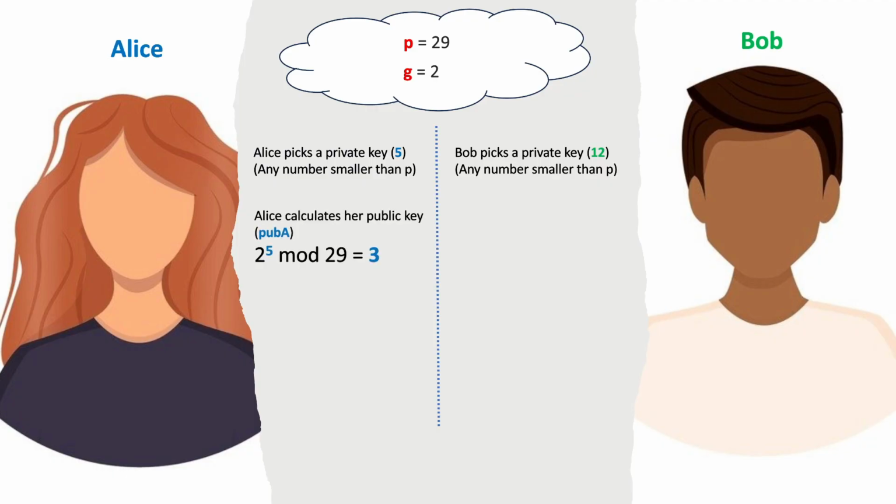Now Alice calculates her public key. Remember that's our G value to the power of Alice's private key, mod P. So in this case it's 2 to the power of 5, mod 29, and we get 3.